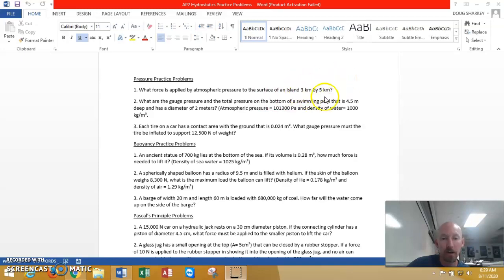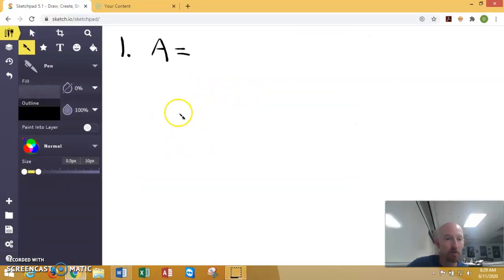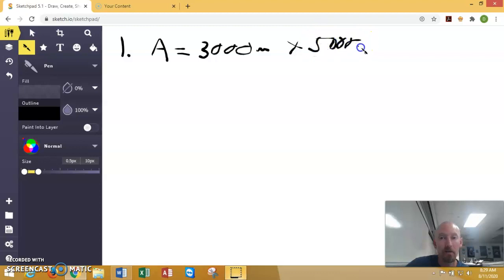So they give you 3 by 5, that's the area. And you've got to use atmospheric pressure here. So, here's my little sketch pad. The area is 3 kilometers by 5 kilometers, or 3,000 meters by 5,000 meters. You've got to multiply those two together to get your area, whatever that is. So you can do it here in a minute.